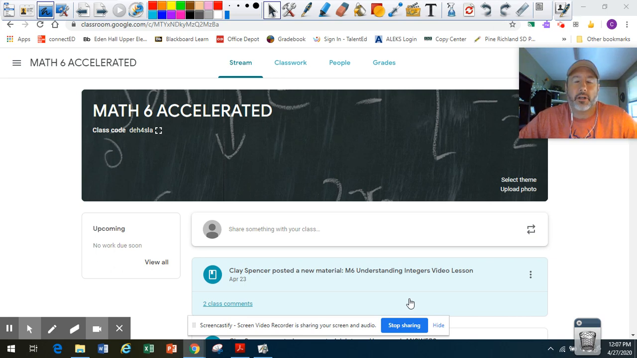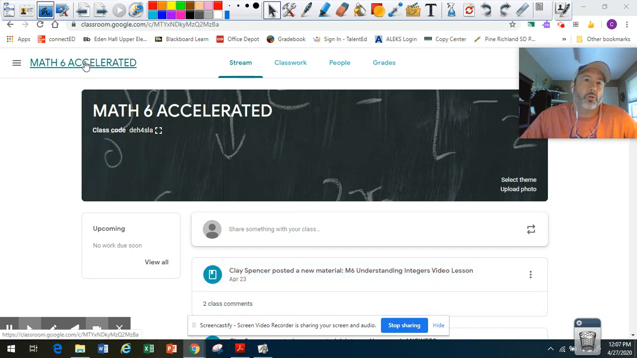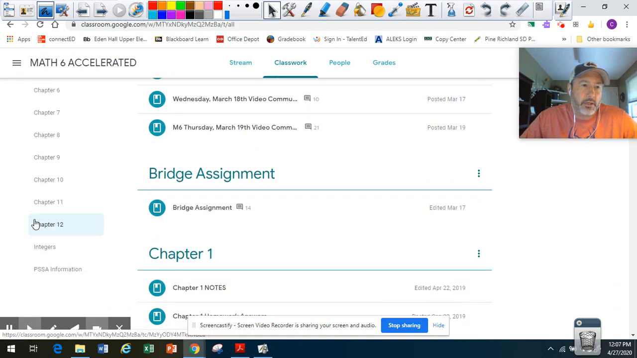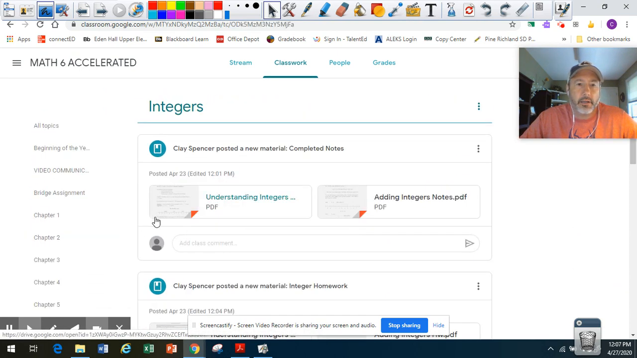So now we'll get started with more integers. We're going to talk about adding integers today. To figure out where we're going to find our adding integers notes, go up here into Google Classroom, click on classwork, go all the way down here to the integers topic, click on that, and right here you'll see adding integers notes. Click on that and we'll get started right now.